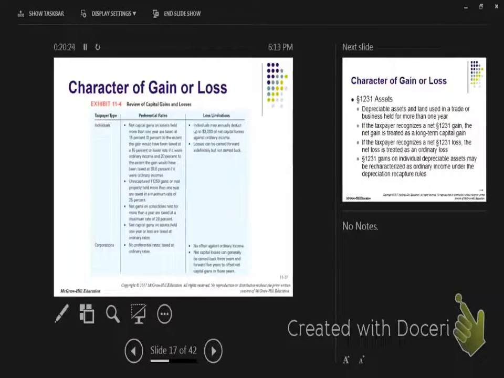So losses aren't always a bad thing. Remember how we talked about that? Losses can offset your gains, and so that keeps you from being taxed. Losses can be carried forward, but they cannot go backwards.